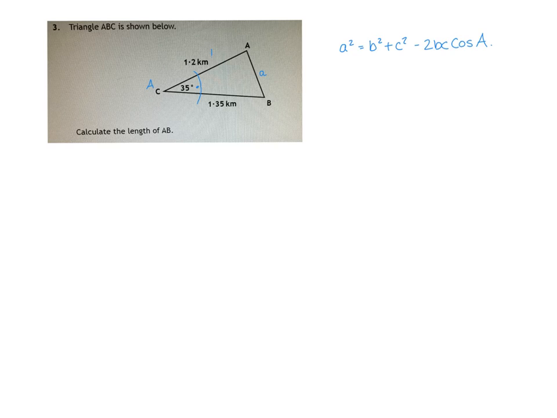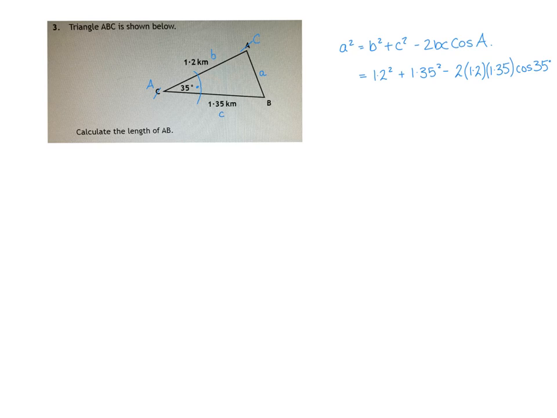B can stay as it is, we can put a little b over there, but this A, I'm going to re-letter as C to bring that C over there. So now we're trying to find that A, we know what B is, we know what C is, and we know what the angle A is, so we can get going. So we put in our B, so we have 1.2 squared, plus C, which is 1.35 squared. Then we're taking away 2 times B, which is the 1.2, times the 1.35, all times the cos of 35 degrees.